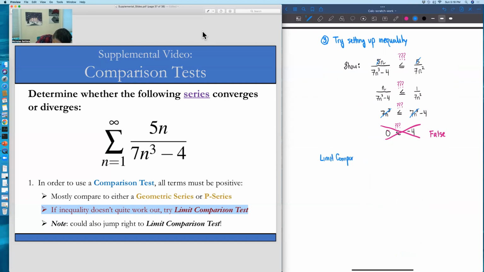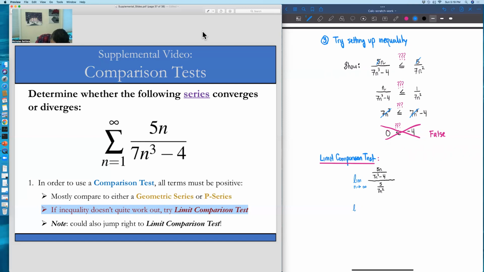And what the limit comparison test is going to say is, well, we're going to take a limit of the ratios of our series functions. And if that limit is a finite non-zero number, then both series must do the same thing. So let's go ahead and check it out. So again, the limit comparison test, we take a limit as n goes to infinity of the ratio of our series functions. So we'll take our original series, 5n all over 7n cubed minus 4, divide by our series function we're comparing to, which is 5 over 7n squared. And now we want to show again that this limit comes out to a non-zero finite number. And that would tell us both series do the same thing.